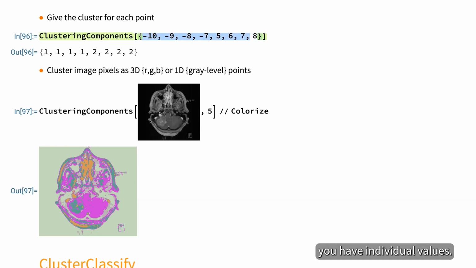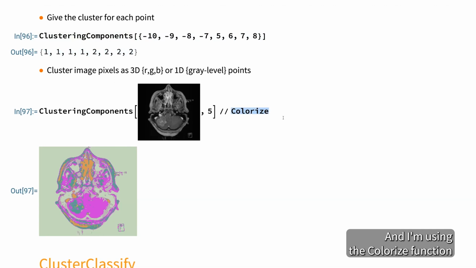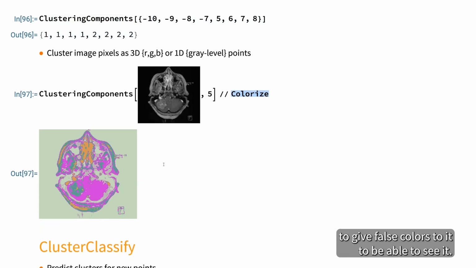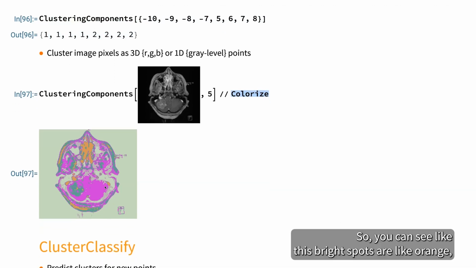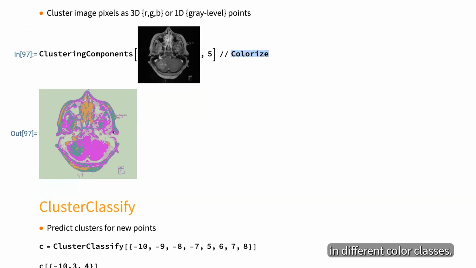You have individual values. For example, black, you see, is going. Okay, this is giving a matrix like this in 2D, and I'm using the colorize function to give false colors to it to be able to see it. So you can see these bright spots are orange, this kind of whitish green is black on the background. So this thing gathers all the pixels in different color classes.